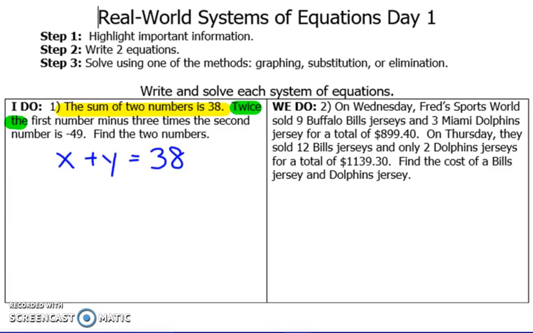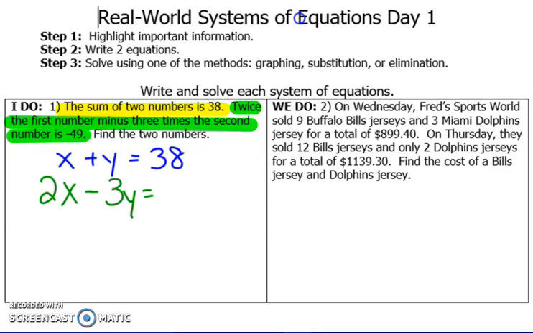Now, if we keep looking, twice the first number minus 3 times the second number is negative 49. Well, if I'm talking about that, now we're saying twice the first number, which my first number was x, minus, means we're subtracting, 3 times the second number equals negative 49. Find the two numbers. So I basically need to find x and I need to find y. These are my two systems of equations.